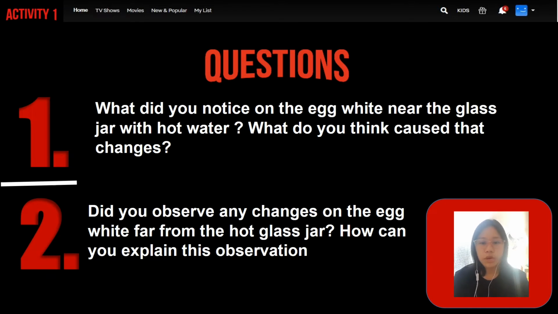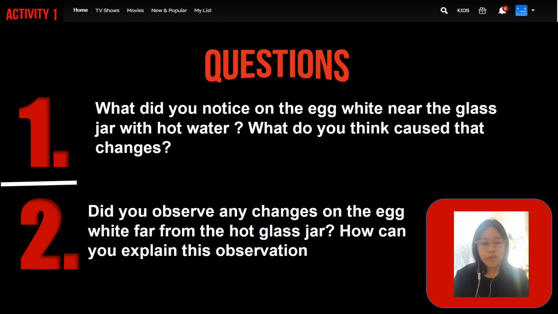Question number 2. Did you observe any changes on the egg white far from the hot glass jar? There are no changes that happened on the egg white far from the jar that contains boiling water. Additional question for number 2. How can you explain this observation?